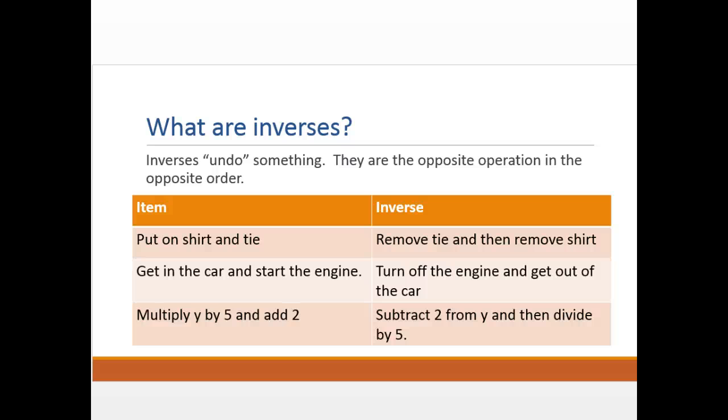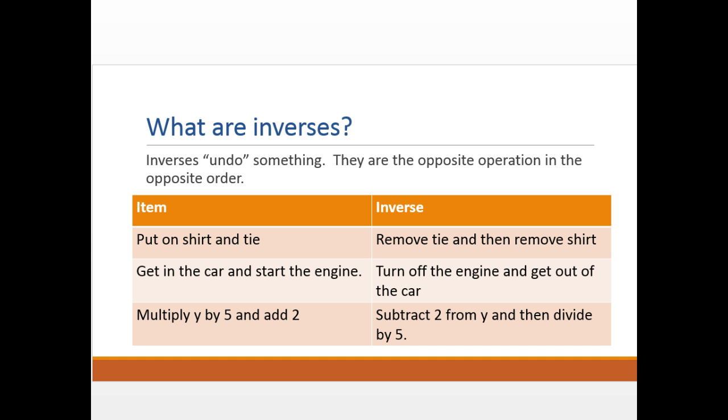So what are inverses? Inverses basically undo something. They're the opposite operation in the opposite order. For example, if you were to put on a shirt and then a tie, the inverse would be to remove the tie and then remove the shirt. Notice you go in opposite order and opposite operation.